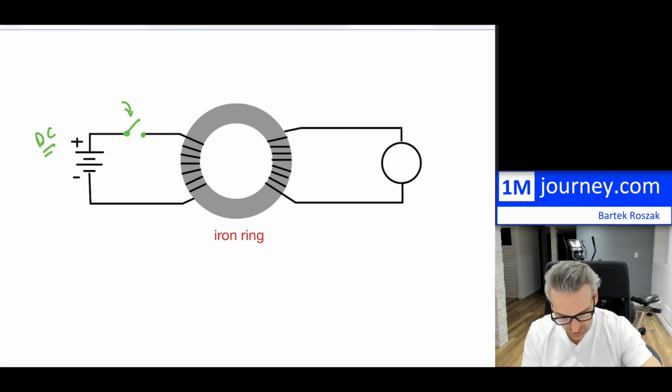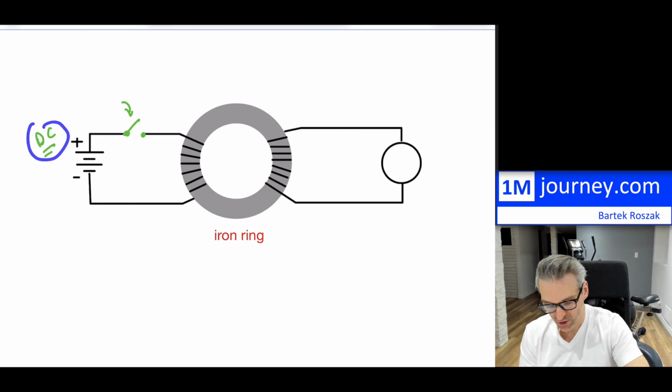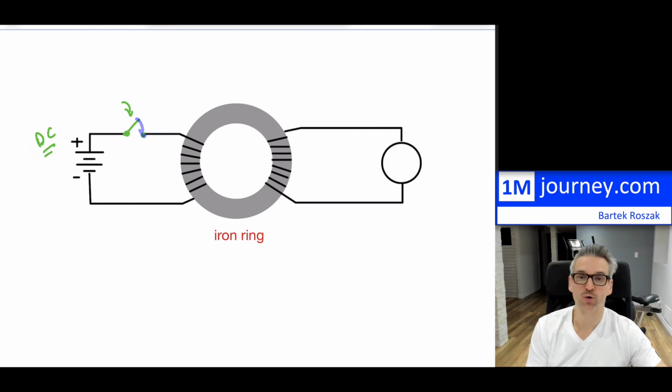And you can put a galvanometer right here, basically an ammeter, to try to figure out, is there a current which is flowing? And the answer will be yes. Now, because it's DC, as you close the switch, this will only happen temporarily. So it'll be for a very short, brief period of time.